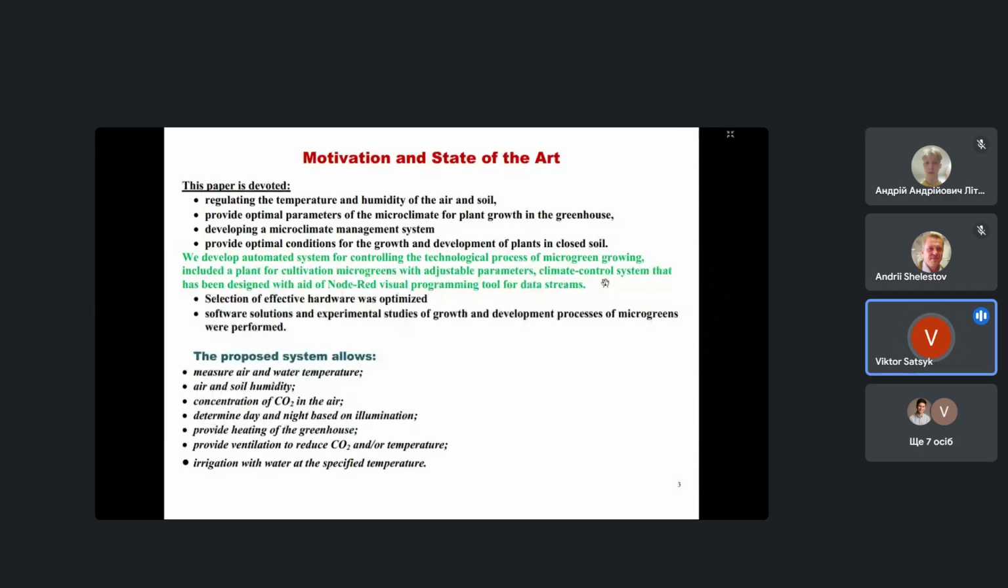Selection of effective hardware was optimized. Software solution and experimental studies of growth and development process of microgreens were performed. The proposed system allows measuring air and water temperature, air and soil humidity, concentration of CO2 in the air, determining day and night based on illumination, providing heating of the greenhouse, providing ventilation to reduce CO2 and temperature, and irrigation with water at the specified temperature.